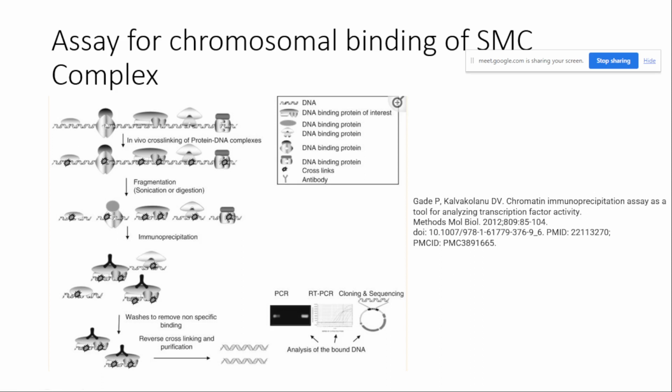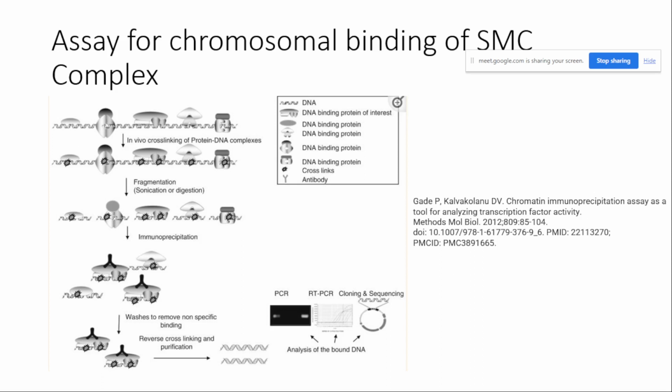For that, you can do this assay. After sonication, you will do the immunoprecipitation using an antibody against this protein. After the immunoprecipitation, only this protein-DNA complex will be immunoprecipitated, because the antibody is specific to this one. The rest will be in the supernatant, and only this will be precipitated. When you centrifuge, all of the other protein-DNA complexes will be in the supernatant, but this will be in the pellet.